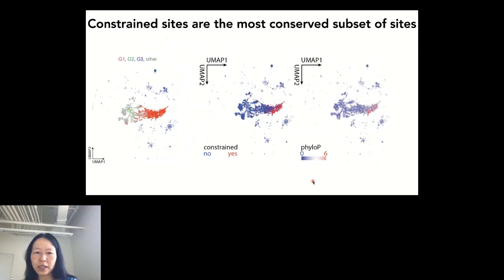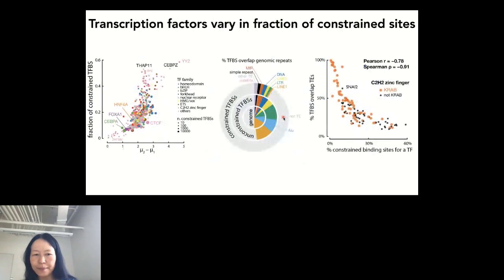So we have this set of constrained elements. You can see, compared with the group assignment I showed earlier and the phyloP score, basically the very tip of this continuum of UMAP corresponds to the conserved subset of sites that our algorithm detects. So what can we do with these conserved subsets of sites?